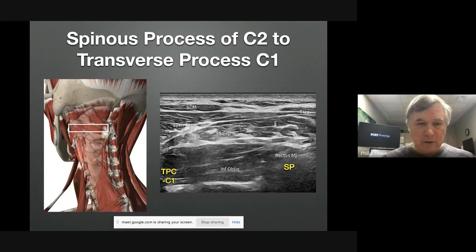You can also use an oblique approach. This is the C1. This is C2. Here's the spinous process of C2. Here's the transverse process C1. And I'll compare left versus right inferior oblique. So this inferior oblique here is important in terms of the rotary mobility and stability of the neck. And so if you see atrophy of this on one side compared to the next, and I even do some rotational examples to look for the integrity of this muscle, that's all an important part of your evaluation.